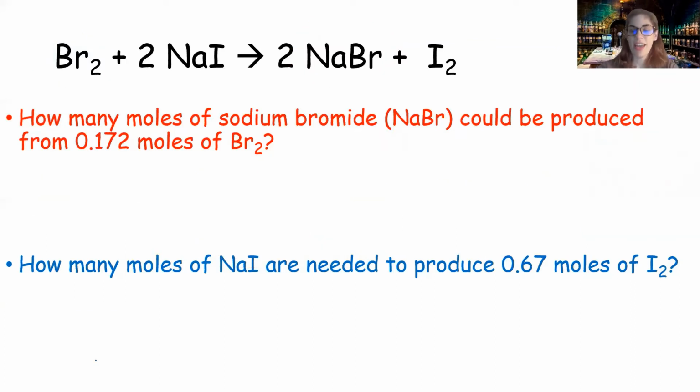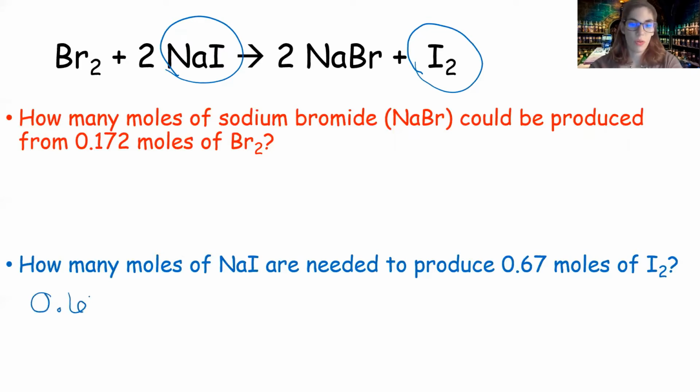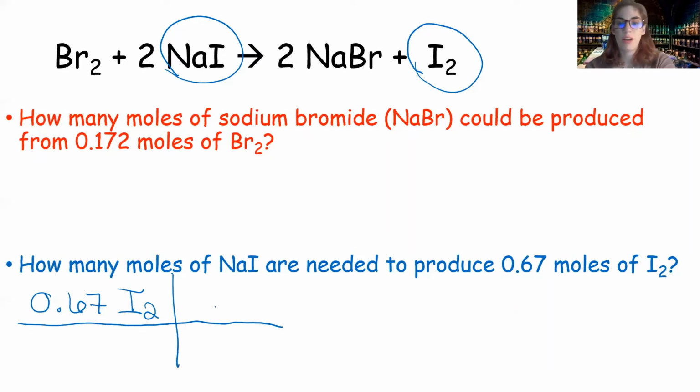If you feel like you've got the hang of it, go ahead and pause this video and attempt it on your own. If not, continue watching. I want to know how many moles of sodium iodide are needed to produce 0.67 moles of iodine. So if I'm starting with 0.67 moles of I2, I need to figure out what conversion factor to put on the top and bottom.